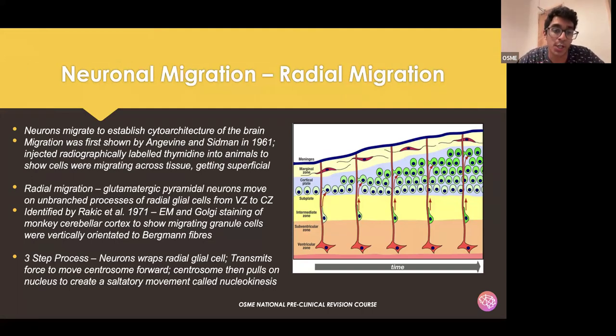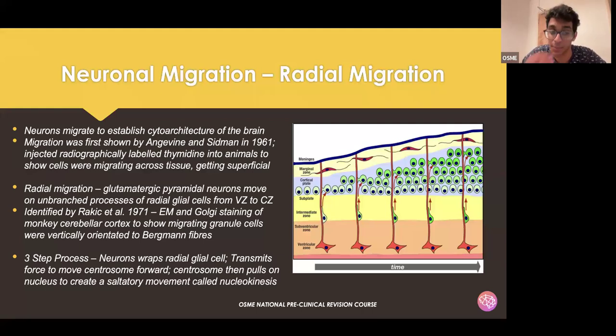This idea of migration was first shown in an experiment in 1961. These two people injected radioactively labeled thymidine into cells, which incorporated itself into the DNA of those cells. Then they would kill the animals and look at where the radioactivity was on different days. They showed that the radioactivity, depending on when you injected it, would progressively get more superficial, which suggested that the neurons were migrating.